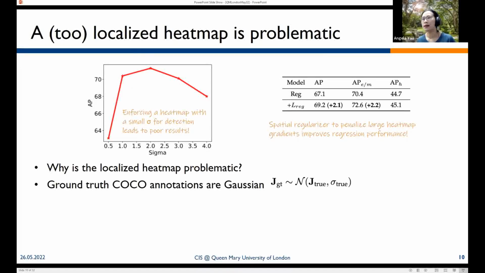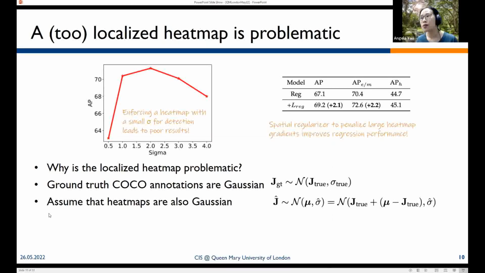Now, why is this problematic? This is our speculation at the moment, so we're happy to get feedback on this point. Actually, this is not speculation, this is given by MS COCO: the ground truth annotations, because they ask multiple people to annotate specific joints, follow a Gaussian distribution. Everybody marks it a little bit differently, right? So we're going to model this with a Gaussian distribution, where the ground truth joints belong to a normal distribution with some true mean, the true location of the joint, and some sigma true.